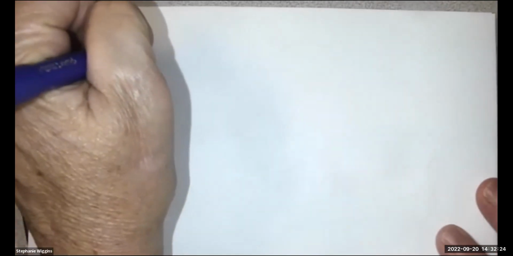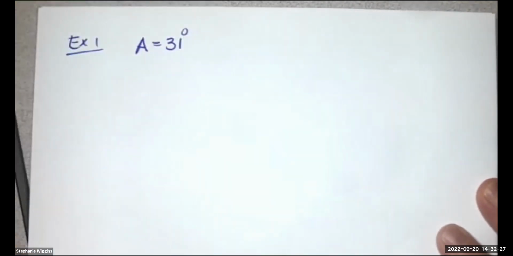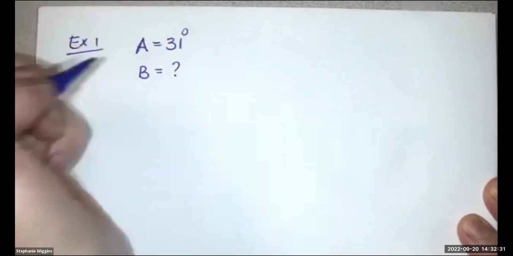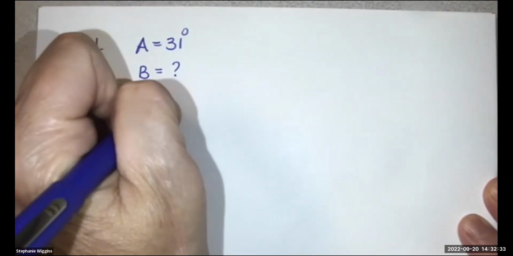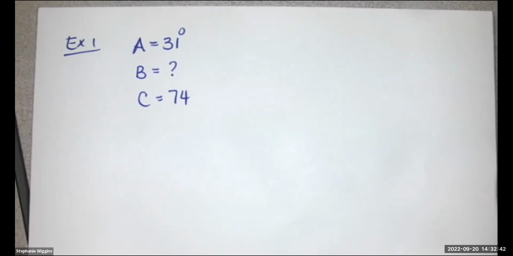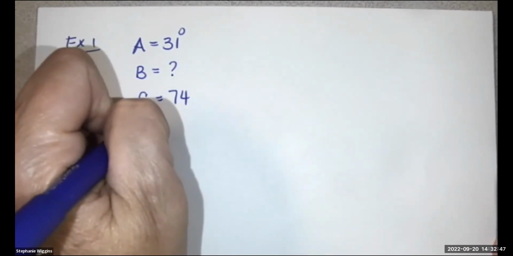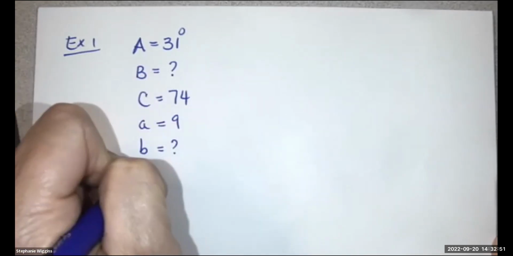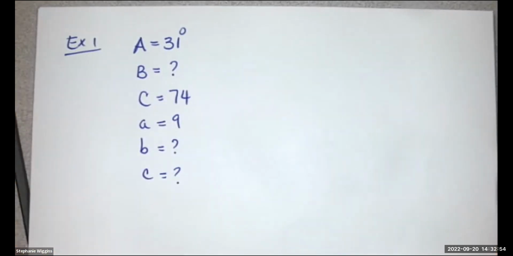So let's suppose our angle A is 31 degrees. That's given to us. We don't know angle B, but angle C, let's say, is 74. And we are given that little a equals 9, and we need to look for little b and little c. Okay, so this is the information we're given.